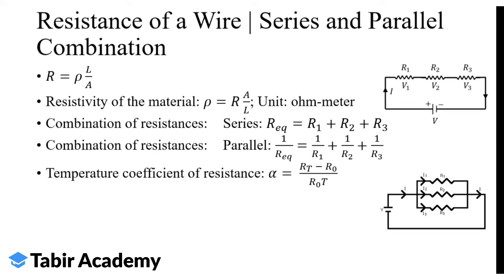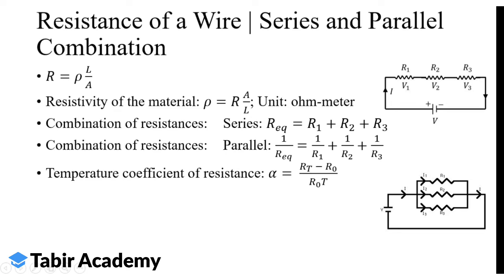A very important property of the material, specifically the conductor material, is the temperature coefficient of resistance of that material. It is represented by alpha, and alpha equals (RT minus R0) divided by R0 times T, where alpha is the temperature coefficient of resistance of that material. RT is the resistance of that material at temperature T degree C or T kelvins.